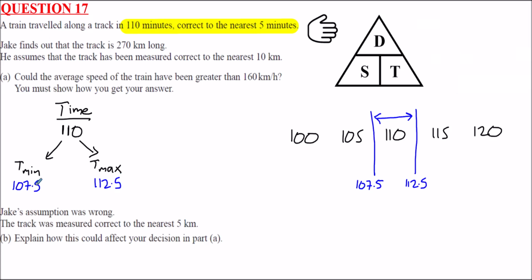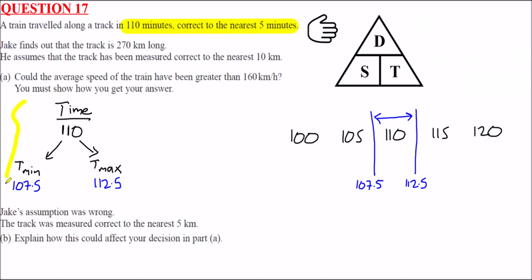So it's always going to end in 0.5 if you round to the nearest 5 or the nearest decimal place or something. And the gap between the minimum and the maximum is always going to be 5 if you round to the nearest 5. If you round to the nearest 10, the gap between minimum and maximum bounds would be 10. So that's the time done.